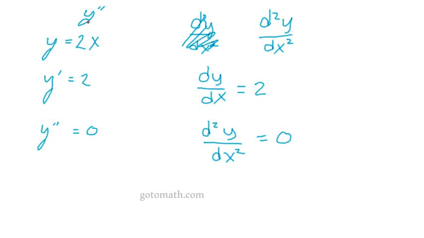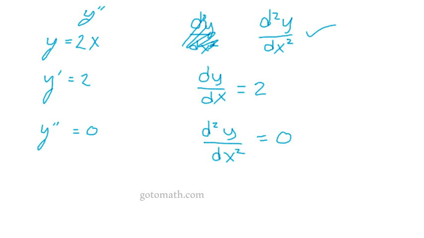Anyway, it says find y double prime, so that's the way we're going to write it. If it said find that, then that's how we would write the final answer, like this right here. I don't believe I have any problems that actually say this. Maybe in the future I will.